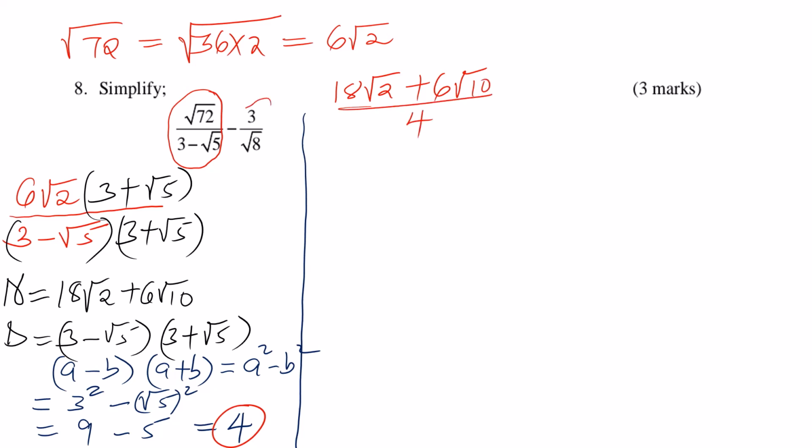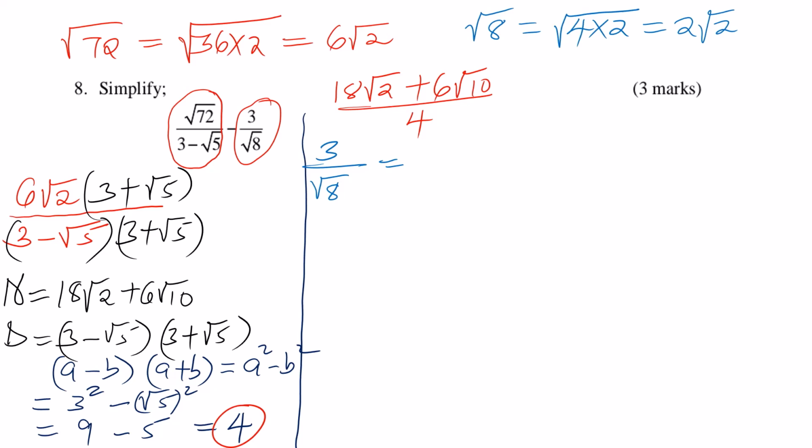Now we go to the other part, this part now. So we have 3 divided by root 8. So for this one, we can still simplify root of 8 further. Root of 8 can be simplified to the square root of 4 times 2. Then you get the square root of 4 is 2. The square root of 2, you leave it in surd form as root 2. So this one will give 3 divided by, so root 8 is 2 root 2.